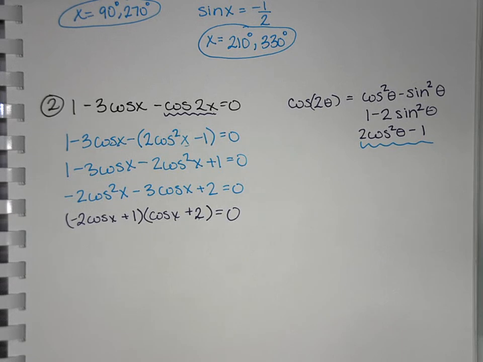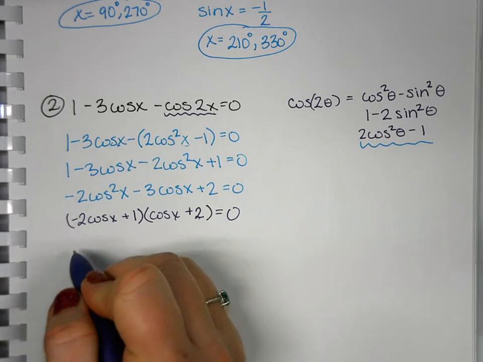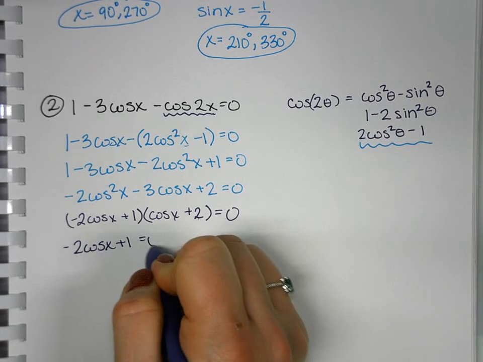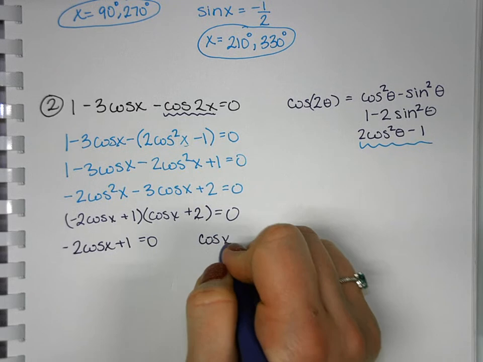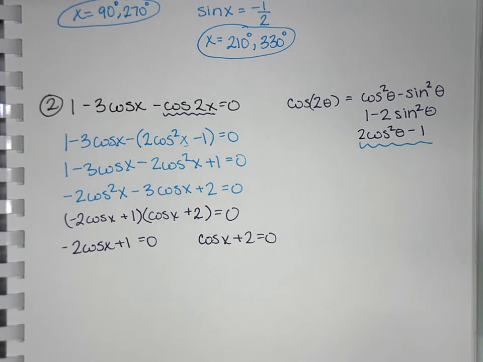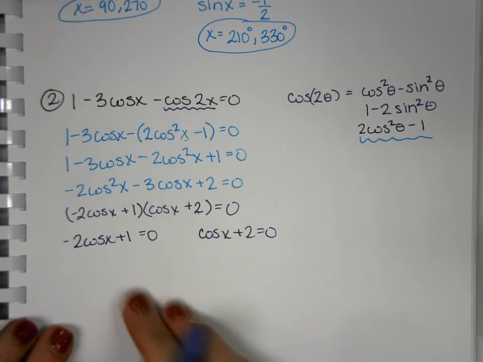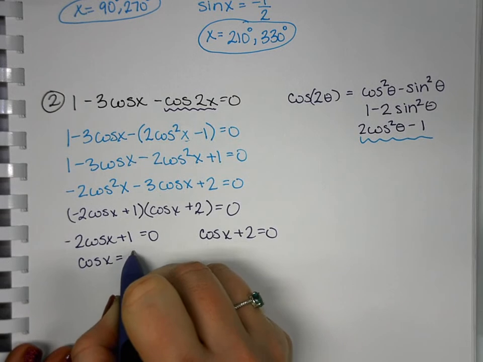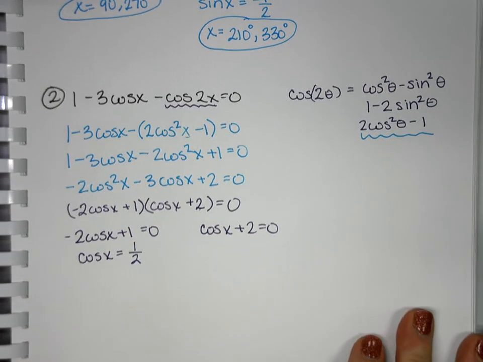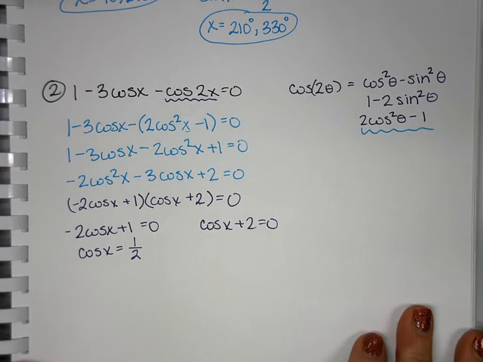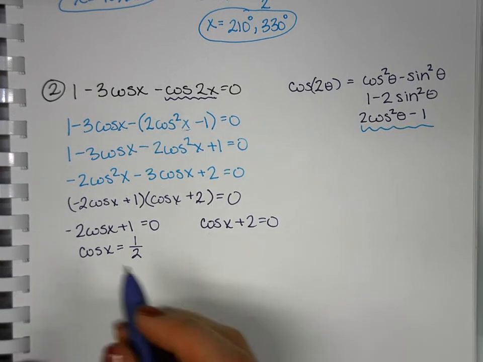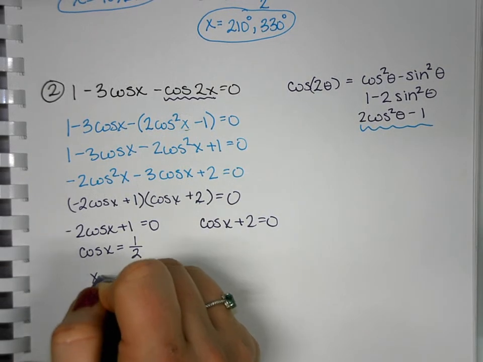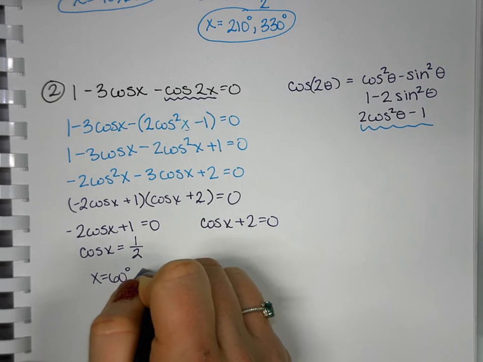So then once we have it factored, we can set each factor equal to 0 and solve. So here, when we solve for cosine x, we're going to get cosine x equals 1/2. So we ask ourselves what angle, when we plug it into the cosine, gives us 1/2, and that would be 60 and 300 degrees.